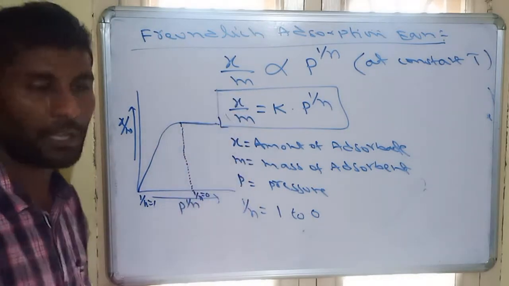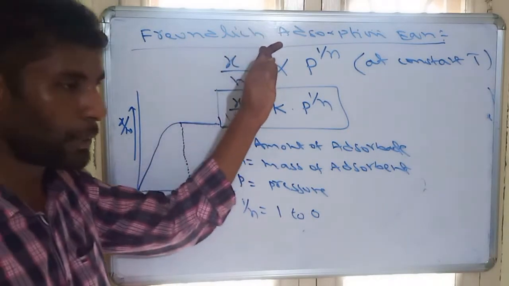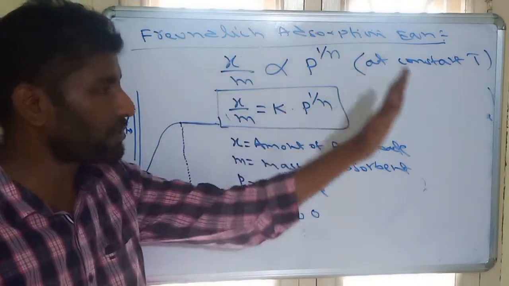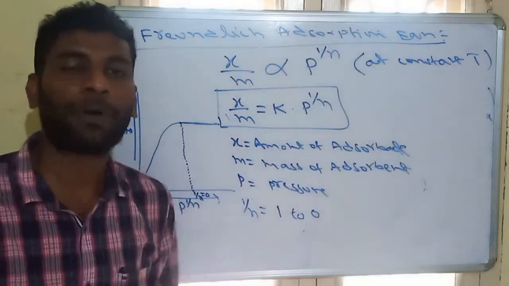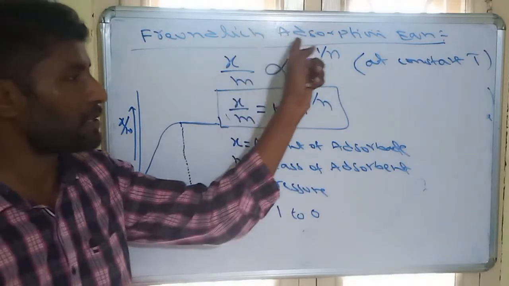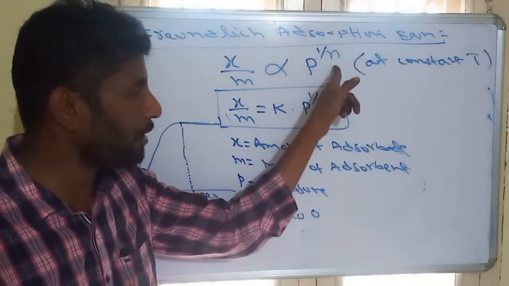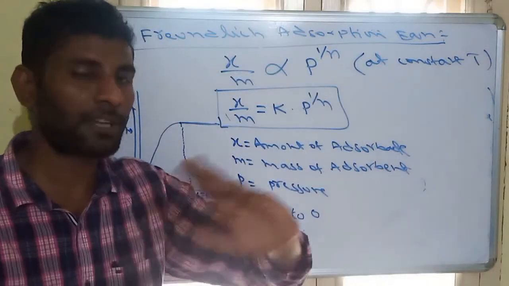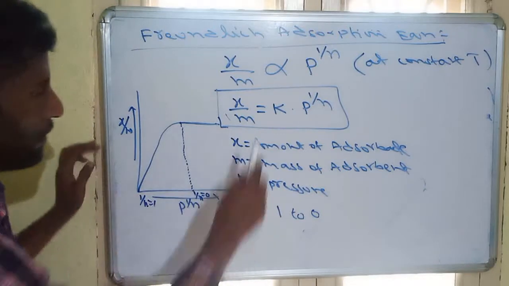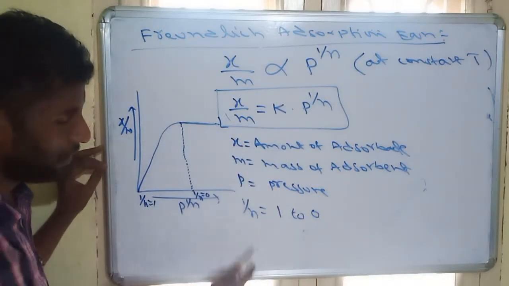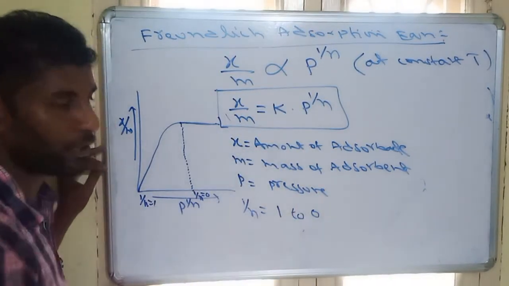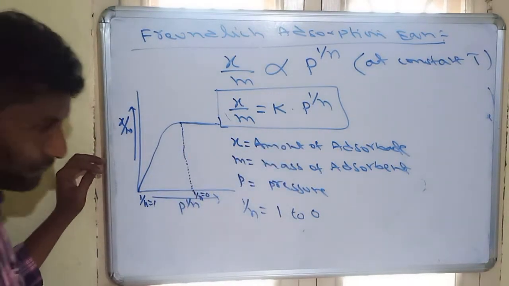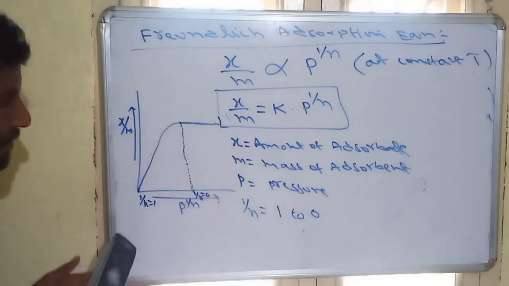So that is the Freundlich equation. According to Freundlich, adsorption, this is mostly physical adsorption, at constant temperature is directly proportional to pressure, but there must be some power value. Why a power value? Because after some time, whatever pressure we increase, adsorption does not change. So that's why we always use the power value 1 by n. The 1 by n value is between 1 and 0. When it reaches 0, adsorption will be constant. So this is the Freundlich equation.